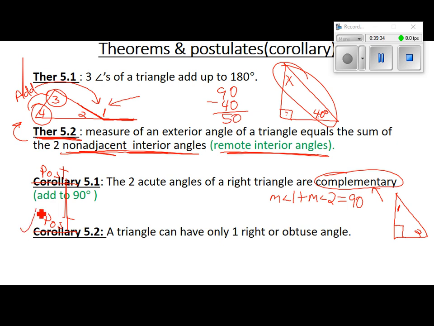The last thing down here, we've been talking about this. How many right angles can a triangle have in it? 1. How many obtuse angles? 1.